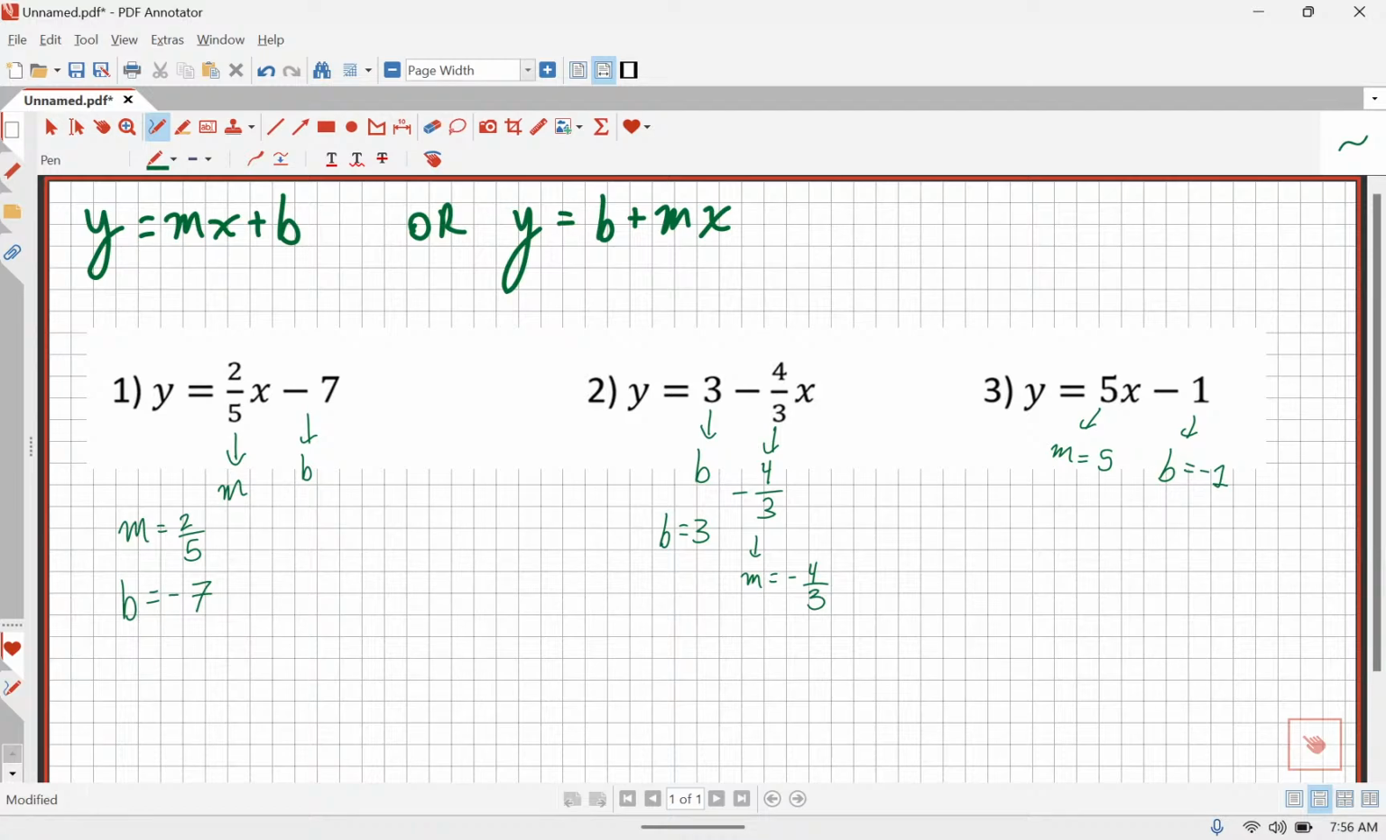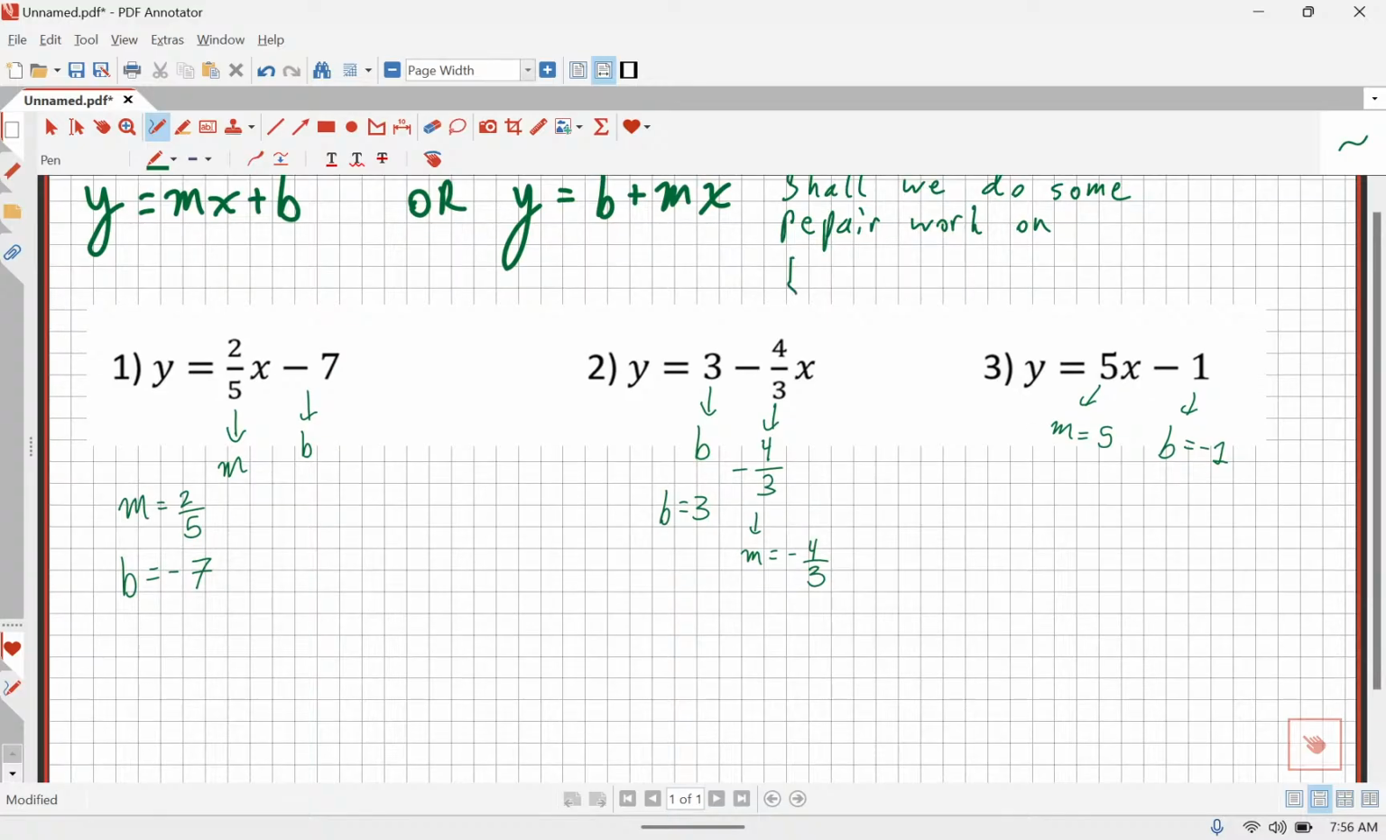But let's write down our essential question. Got a pencil? Okay. Today's essential question is, shall we do some repair work on slope-intercept form?